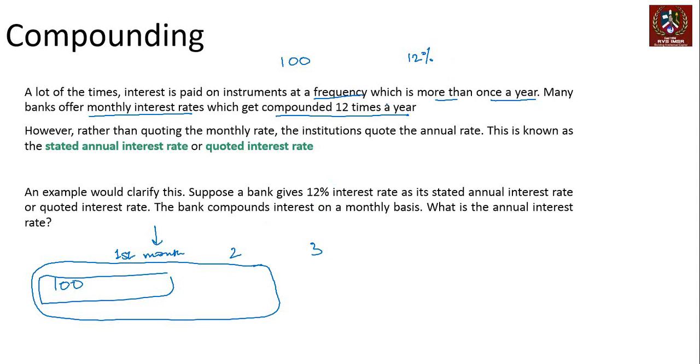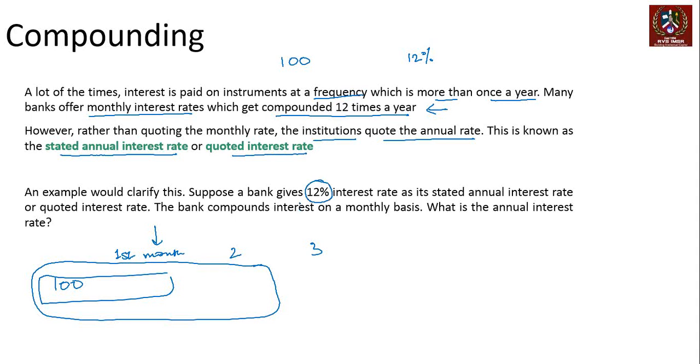However, remember that even if they are giving a monthly interest, rather than quoting the monthly rate, institutions like banks and other financial institutions quote the annual rate. This is known as the stated annual interest rate, or quoted interest rate, or just stated interest rate, right? When you are saying 12%, this 12% is in annual terms, right?